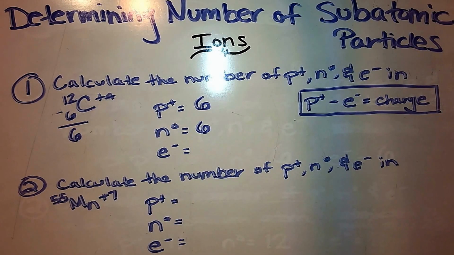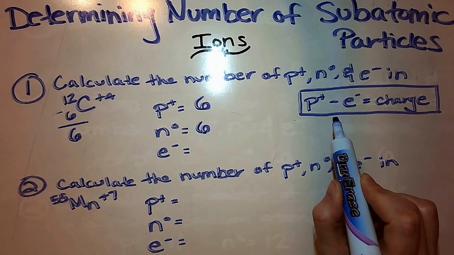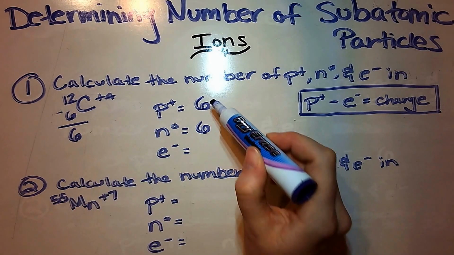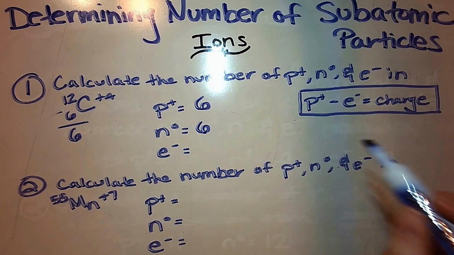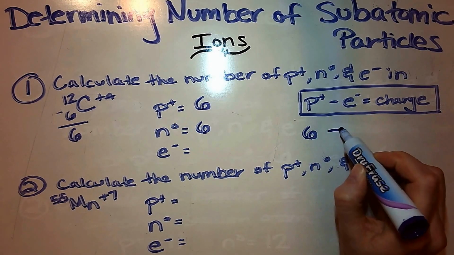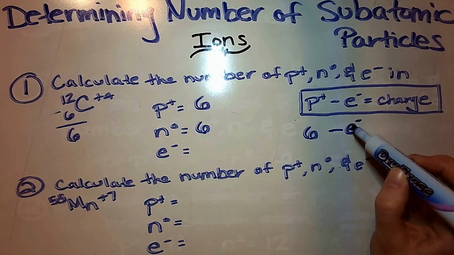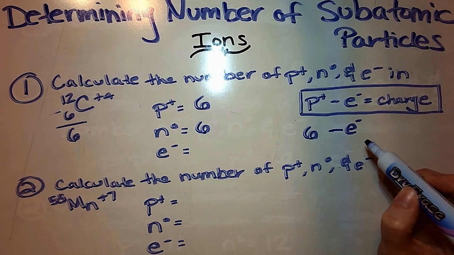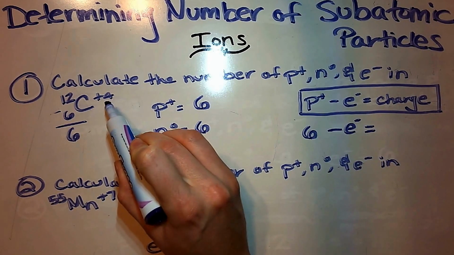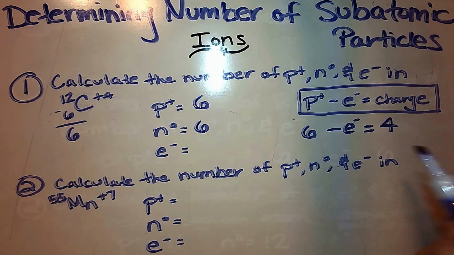Now, when I want to figure out the number of electrons, I'm going to use this equation very carefully. I was given a +4 charge. I found my number of protons, so I'm going to simply just plug in. So 6 minus, you can leave it as the electron symbol, as long as you know it's just a symbol. You can also put X, that will work too as well, equals my charge. And our charge was 4, and it was a +4, but we can just leave it as a 4.